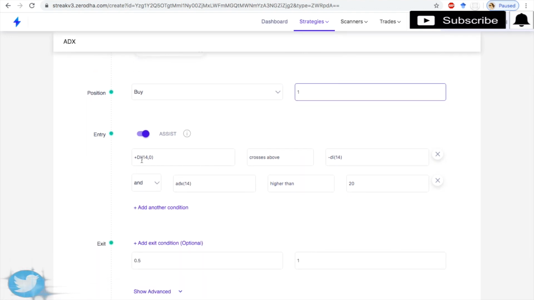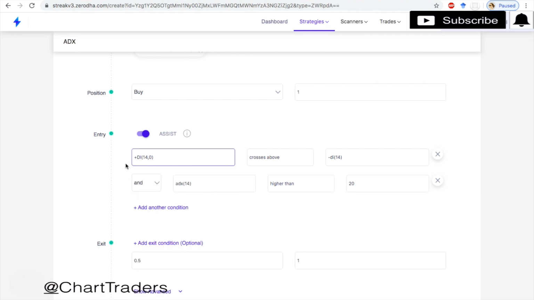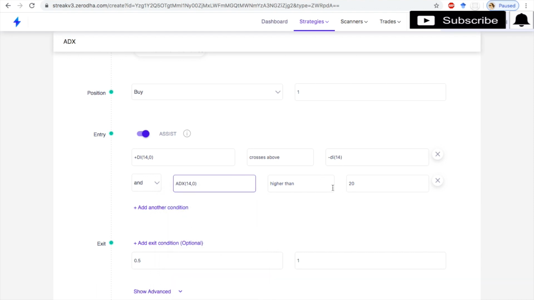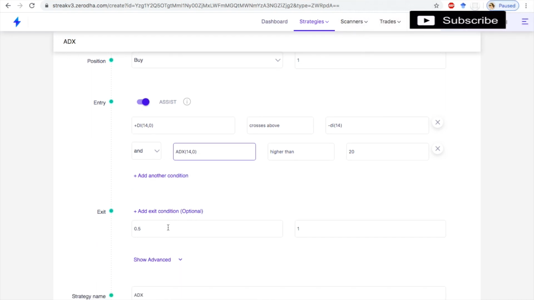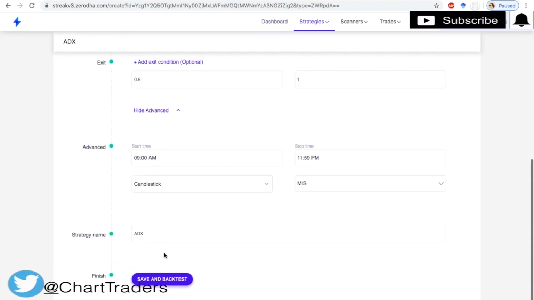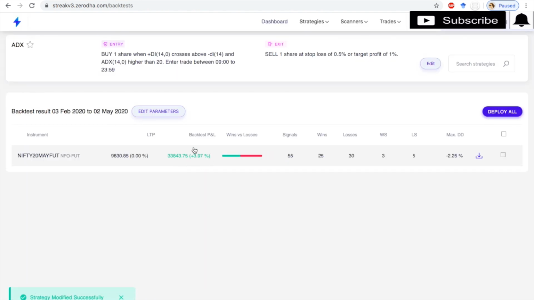Now what is the buying condition? When the plus DI, with a 14 time period, crosses above the minus DI. Plus DI is your green line, minus DI is your red line, and the ADX line is higher than 20. What is my exit condition? 0.5 percent. What is my stop loss? 0.5 percent. Target 1 percent. In the advanced section, you have to write the starting time and stop time, and chart type, candlestick. Just give your name and we can scan the performance of the ADX indicator on Nifty May future.